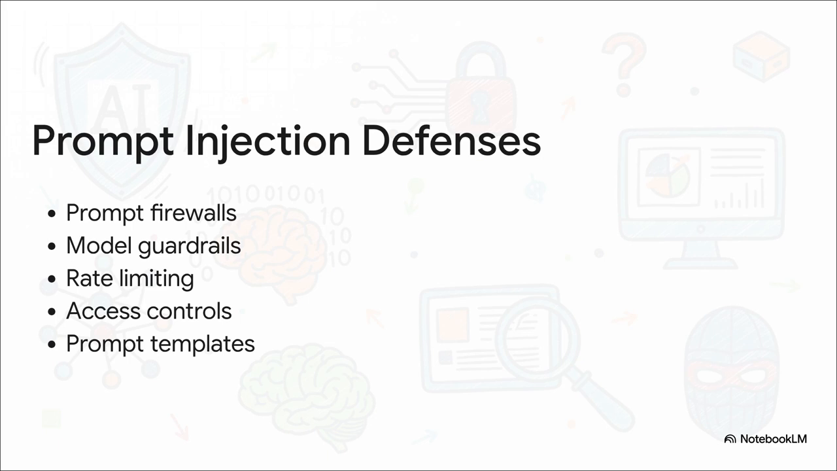So if this is such a big deal, how do we stop it? Well, for the exam, you absolutely, positively need to know the compensating controls. What you're seeing here are the key defenses pulled straight from the CompTIA objectives themselves. We're talking about things like prompt firewalls to sniff out and block those malicious inputs, model guardrails to put up some behavioral fences, and even simple stuff like rate limiting to stop bots from hammering your model.